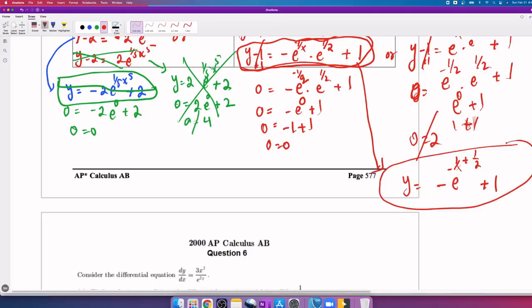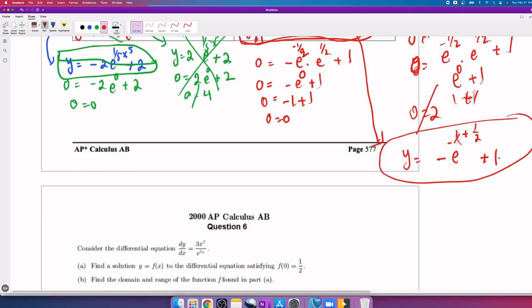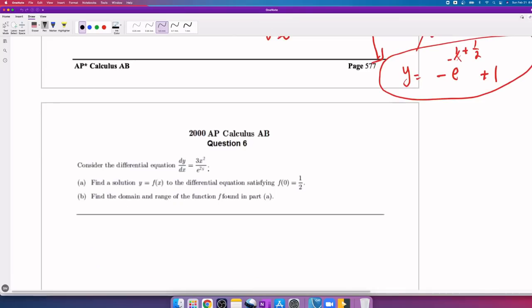Okay, we have 2000 AP Calculus AB free response question number 6. They said consider the differential equation right there. Find a solution y equal f of x to the differential equation satisfying f of 0. So that's my initial condition, x and y. They said y equal f of x, which means they are asking for a particular solution, because a particular solution answer is supposed to be a function.